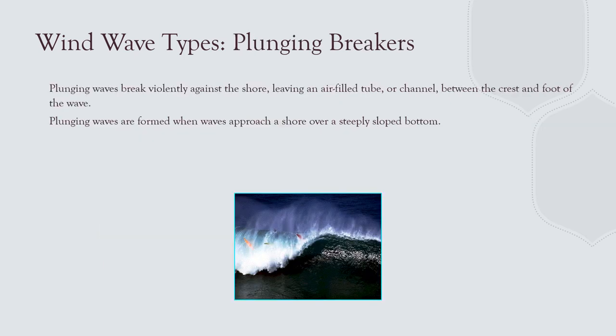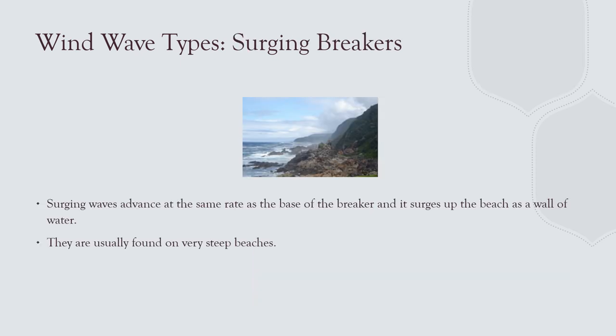Plunging breakers are violent, and you would have deep water, strong wind, and you get that air-filled tube. These occur in Hawaii, Australia, and the Pacific Ocean, where you have very little continental shelf. That's the surfboard flipping people over on these plunging breakers. Surging breakers are the strongest, and they can strip a beach.